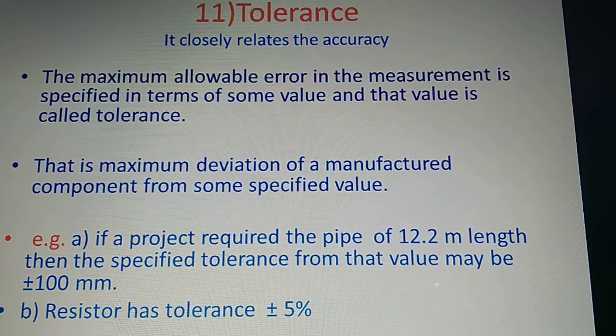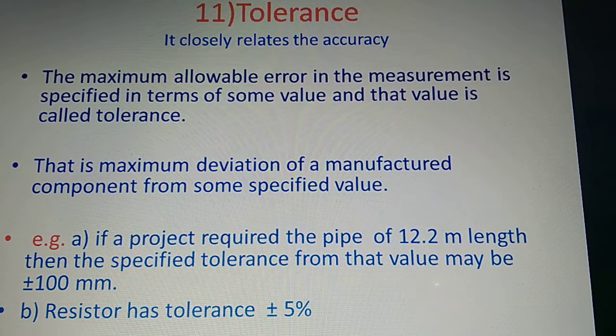Let's go for the 11th static characteristic of the sensor, which is tolerance, and you are much familiar with this word. What is meant by tolerance? You calculated the tolerance of resistance in your 11th and 12th standards, so you are quite familiar. This tolerance is closely related to the accuracy, and it is the maximum allowable error in the measurement specified in terms of some value, and that value is called tolerance. That is, the maximum deviation of a manufactured component from some specific value is called tolerance.